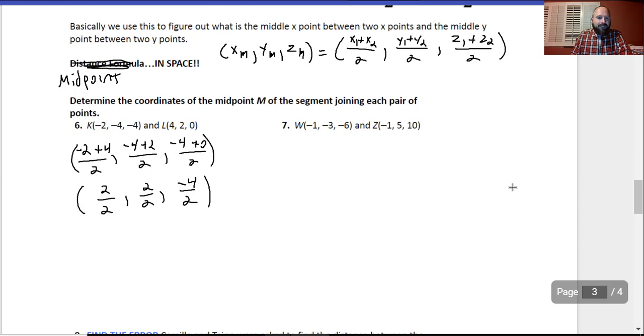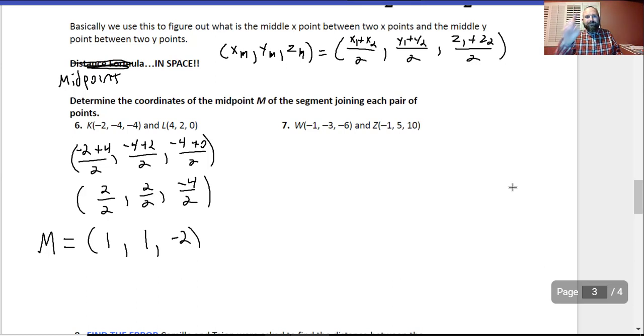Well, looky here. 2 divided by 2 is 1. 2 divided by 2 is 1. Negative 4 divided by 2 is negative 2. So here's our midpoint. The midpoint is 1, 1, negative 2. That's in between. All right, go ahead and do number 7.